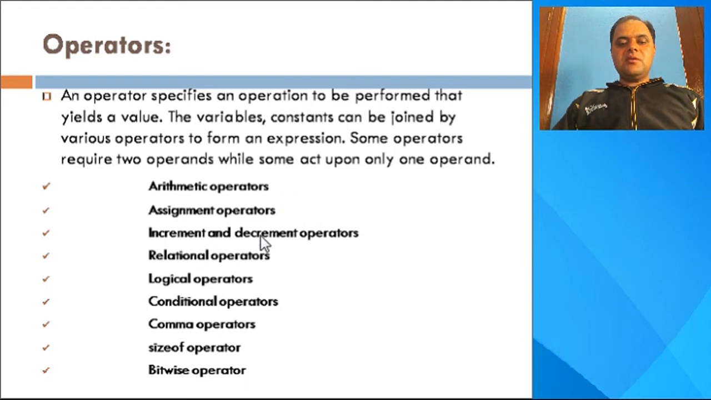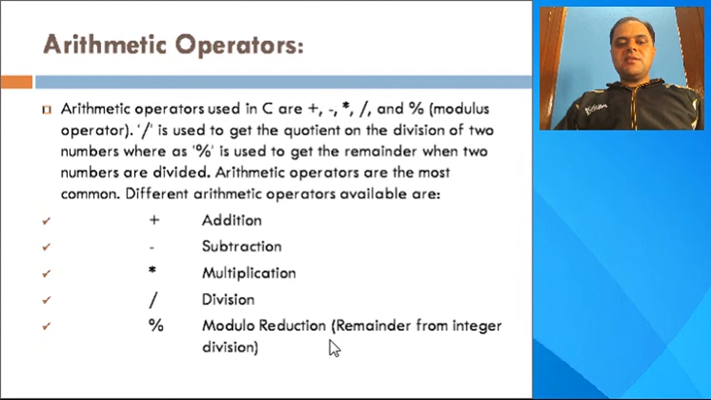The operators used in C are arithmetic operators, assignment operators, increment and decrement operators, relational operators, logical operators, conditional operators, comma operators, sizeof operators, and bitwise operators. We will discuss these operators one by one. First is the arithmetic operator.